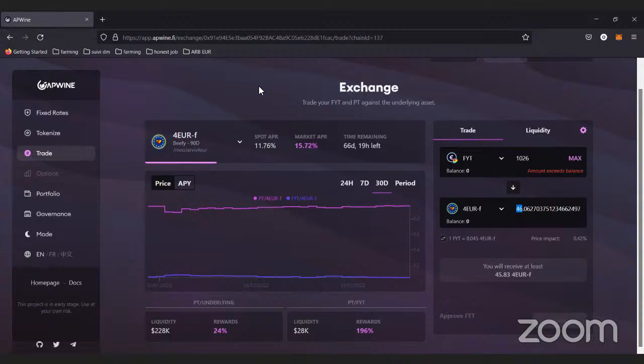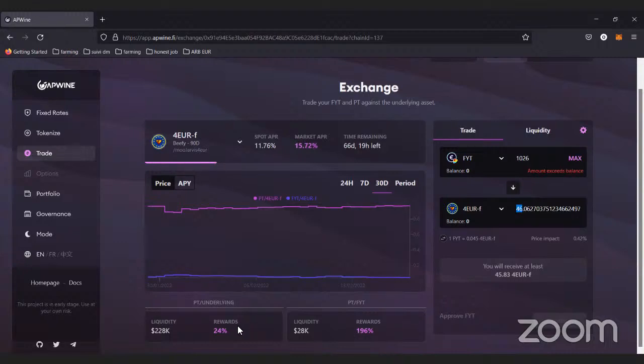Then you deposit the 50%. You tokenize the 50% on APWine. You receive FYT and PT. Then you sell the FYT for €4, so you receive 46. It's 0.46% instantly.